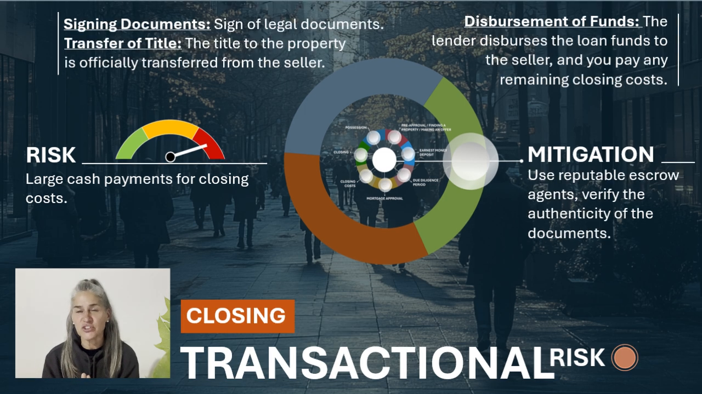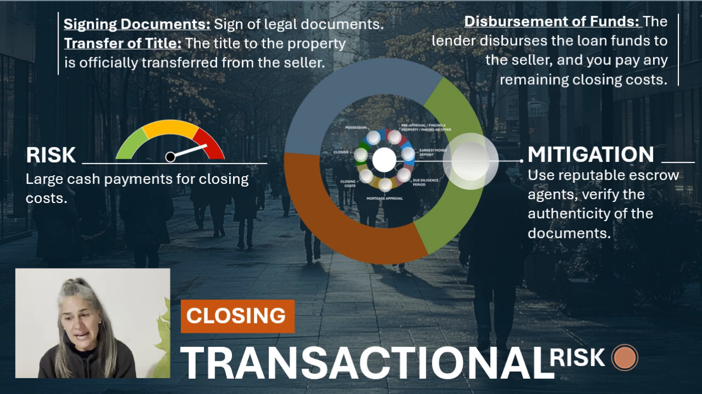The closing stage. Why would this be a high risk stage at this point? We see here the signing of legal documents, the transfer of title, where the title to the property is officially transferred from the seller, and the disbursement of funds. The lender, as applicable, disburses the loan funds to the seller, and you pay any remaining closing costs. The high risk is due to potential large cash payments for closing costs.